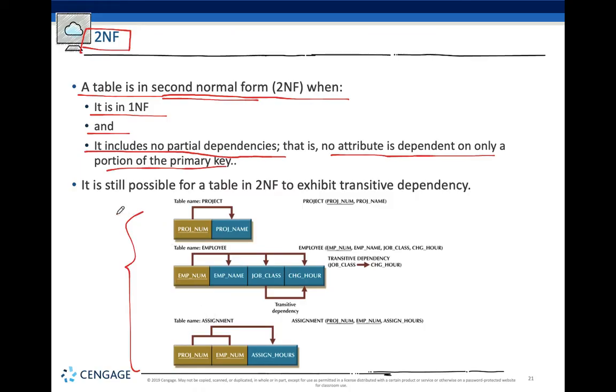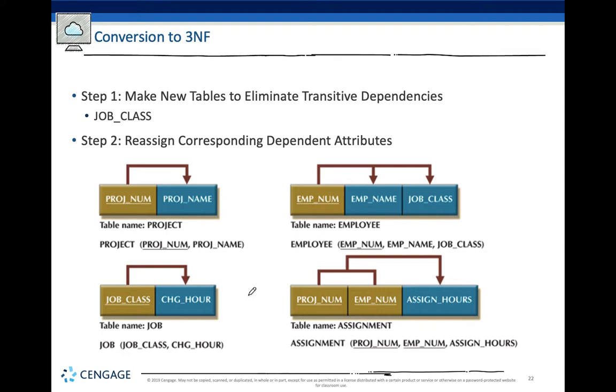Okay. Notice that it is still possible for a table in 2NF to have transitive dependencies, like we have one here. And that's okay. This table, the employee table, is still in 2NF. Okay. To eliminate this dependency, we'll go to 3NF. So let's look at the conversion to 3NF. The conversion to 3NF is very simple.